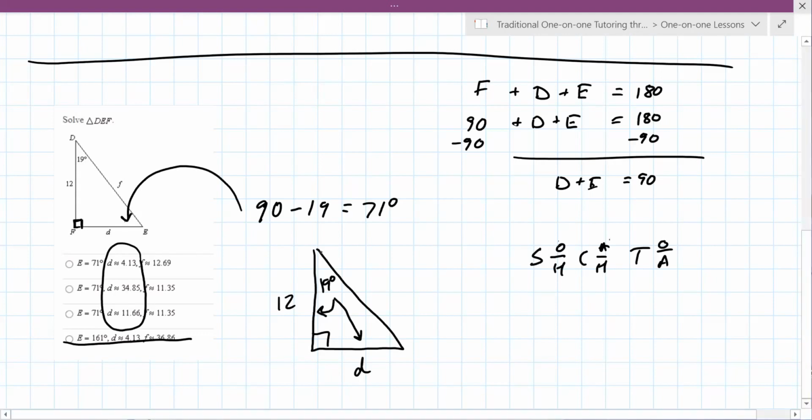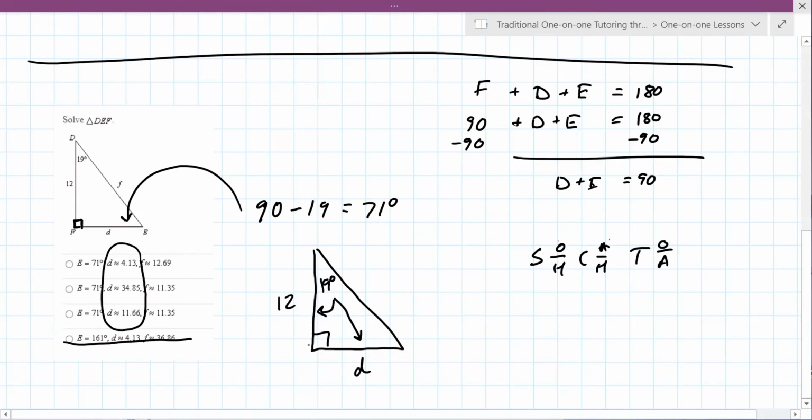Hypotenuse. The hypotenuse is always the longest side. It's the one that's across from the 90. Not adjacent. Adjacent means next to. So you might think, oh, well, the hypotenuse is next to. The adjacent is a leg.